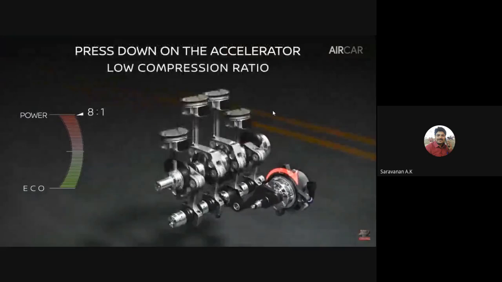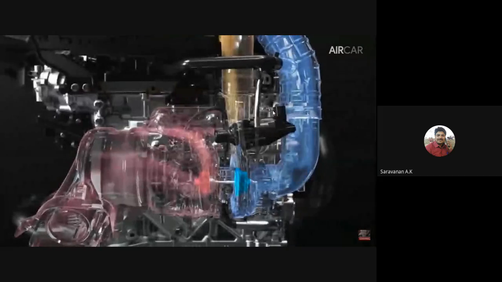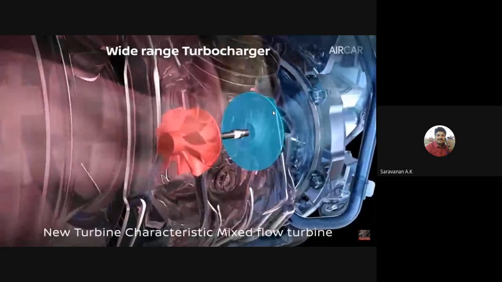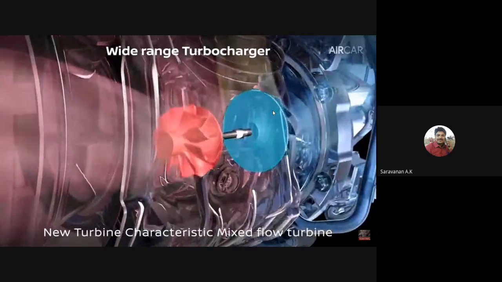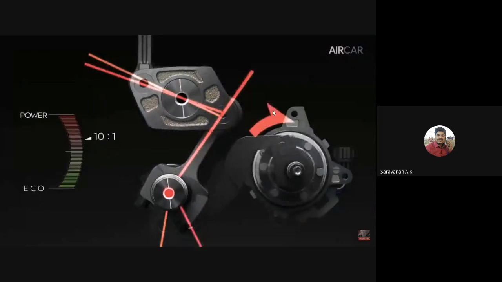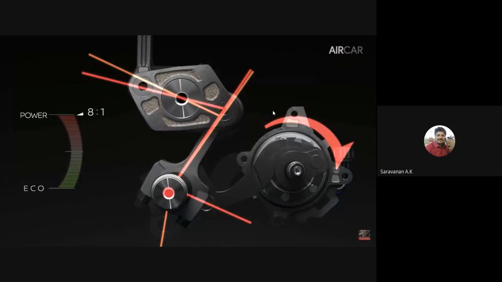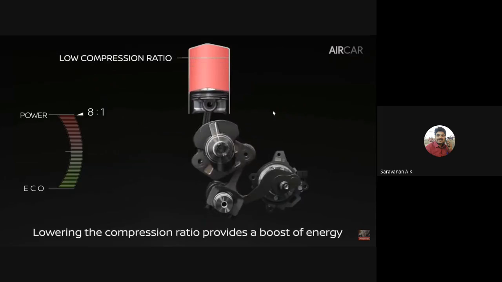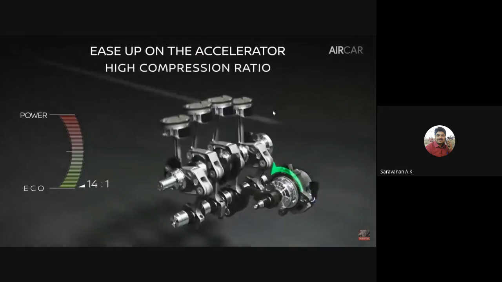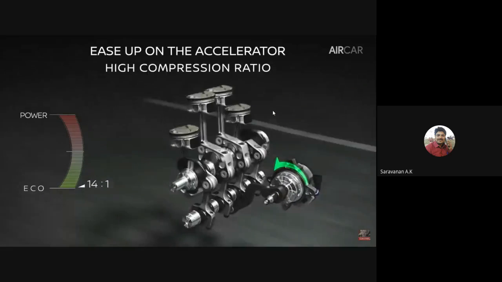See, while it is in power mode, how the harmonic drive will be there? It is a turbocharger. So while it is in power condition, the compression ratio will be 8:1. If it is in economic mode, the compression ratio will be 14:1.